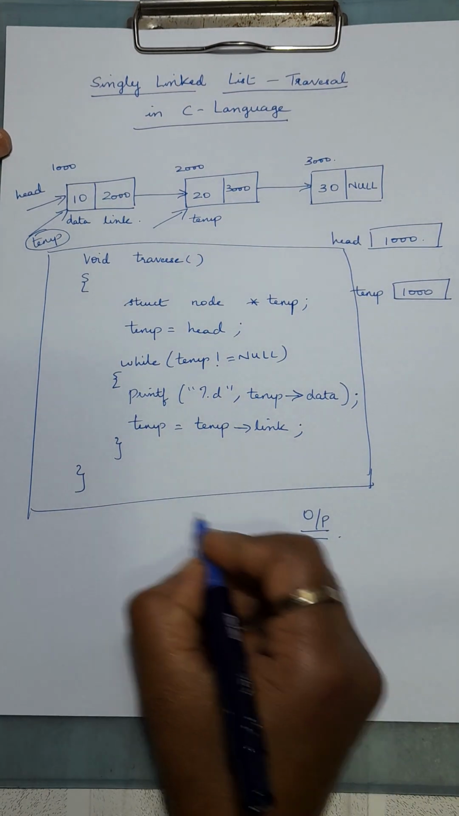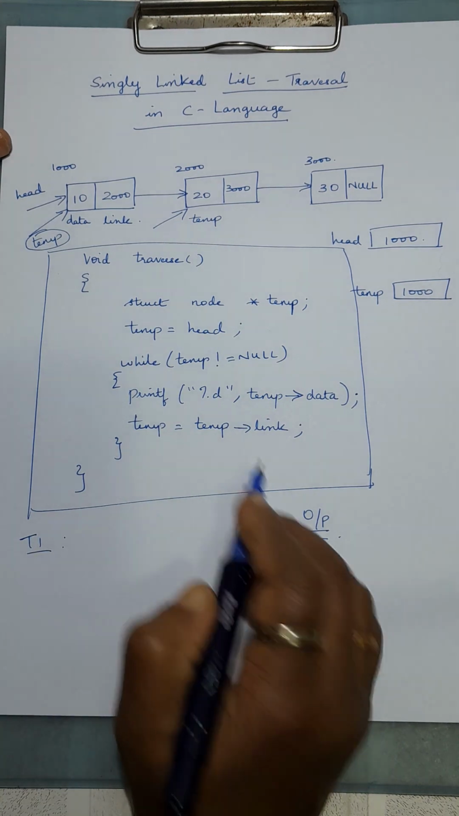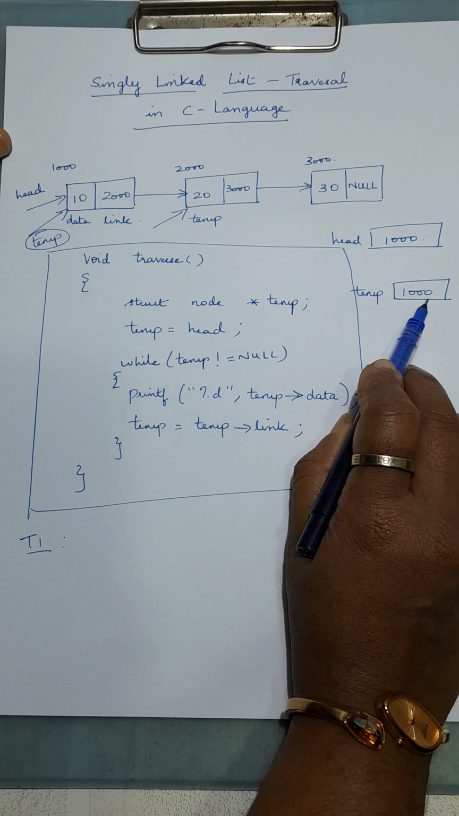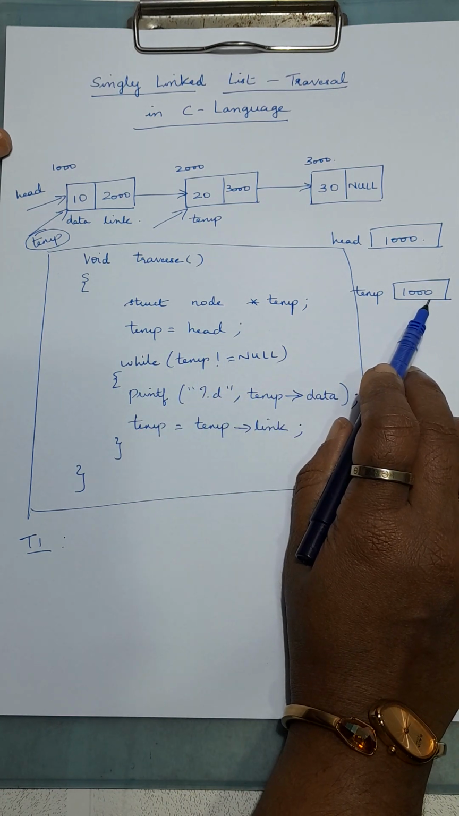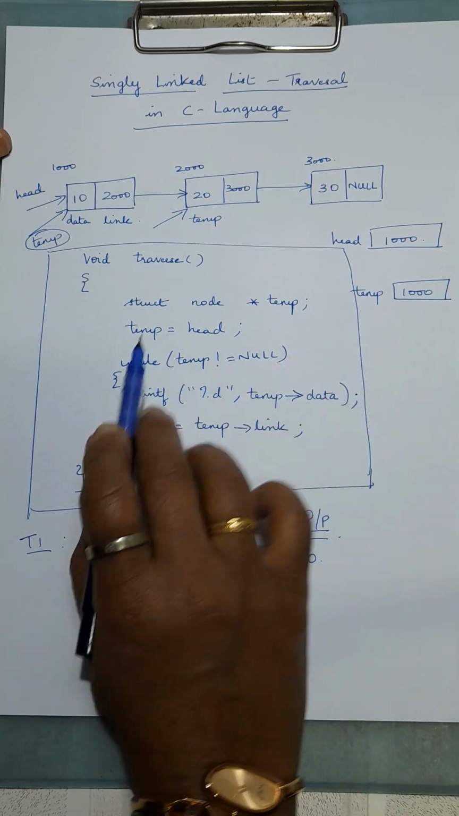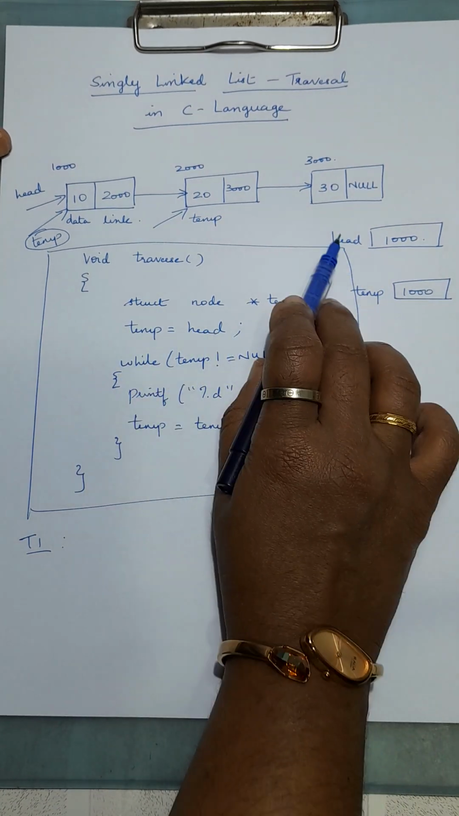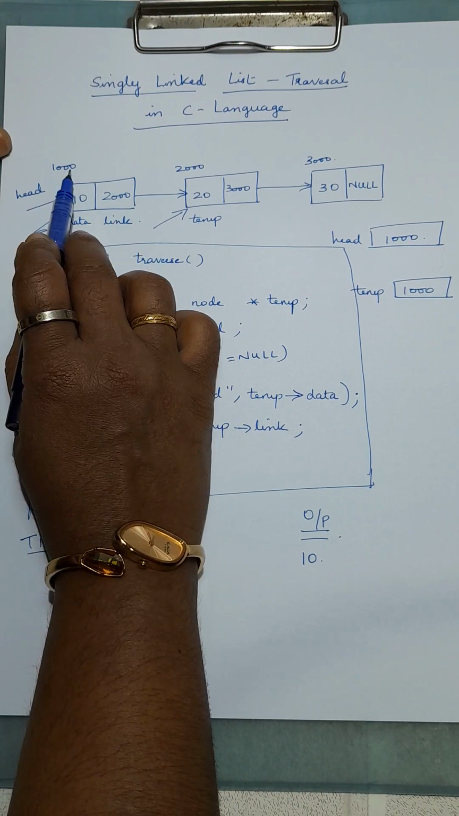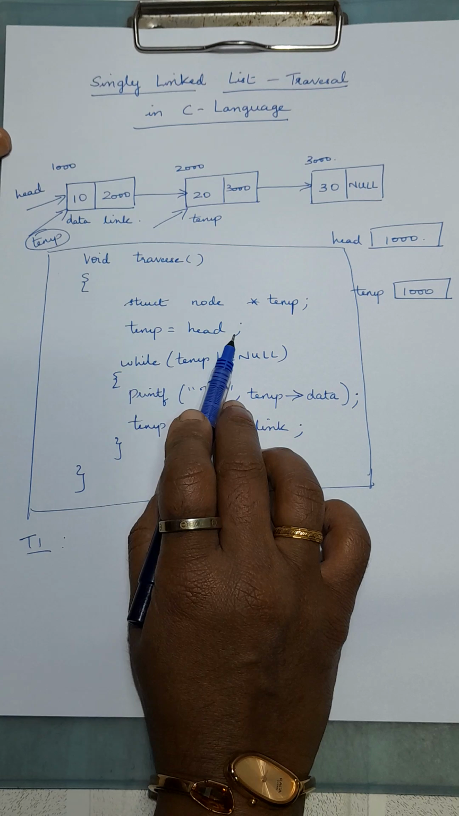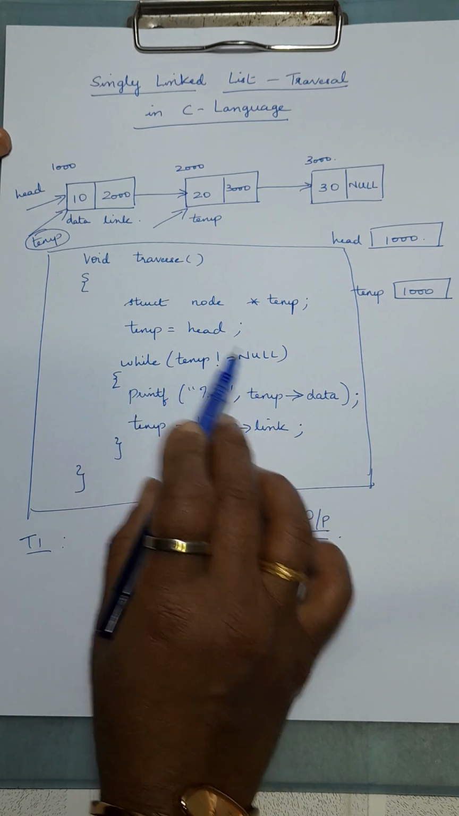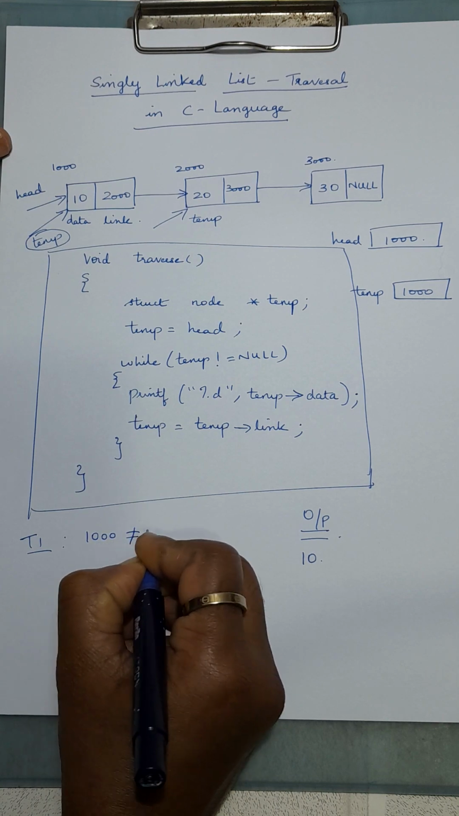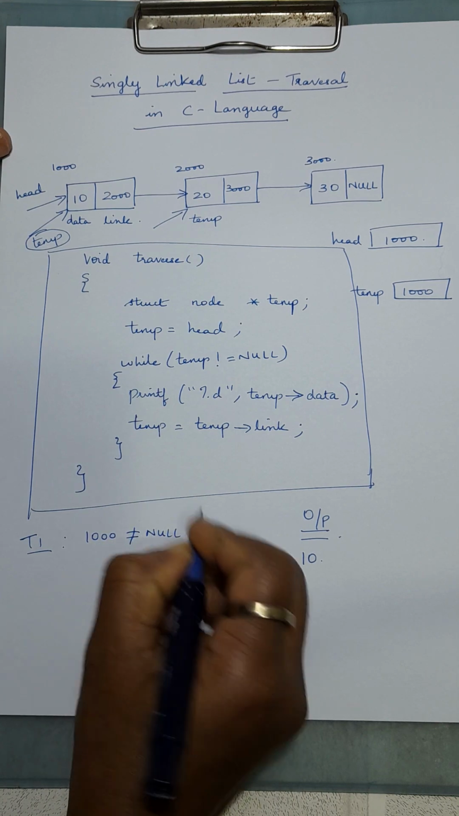Fine. Now let me trace. So trace 1, it enters. Temp initially had no value, so it will hold a garbage value, right? Otherwise I have to initialize it with null. Since I'm immediately adding the value, temp is again a pointer variable that points to the first node address, so it is 1000. So temp is also 1000 after the second line. Now while temp not equal to null, what is the temp value? It is 1000. 1000 is not equal to null, which means it is true, it enters the loop.